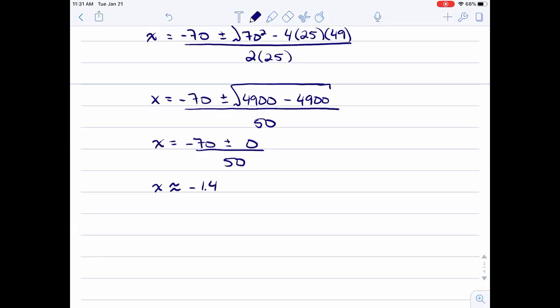Would you not still get two values of x equal to negative 1.4 because you have to do one where you plus the 0 and one where you subtract the 0? But they're both equal, but I'm wondering if you have to write down two for the answer or just write one. No, just one. Because negative 70 plus 0 is the same as negative 70 minus 0.